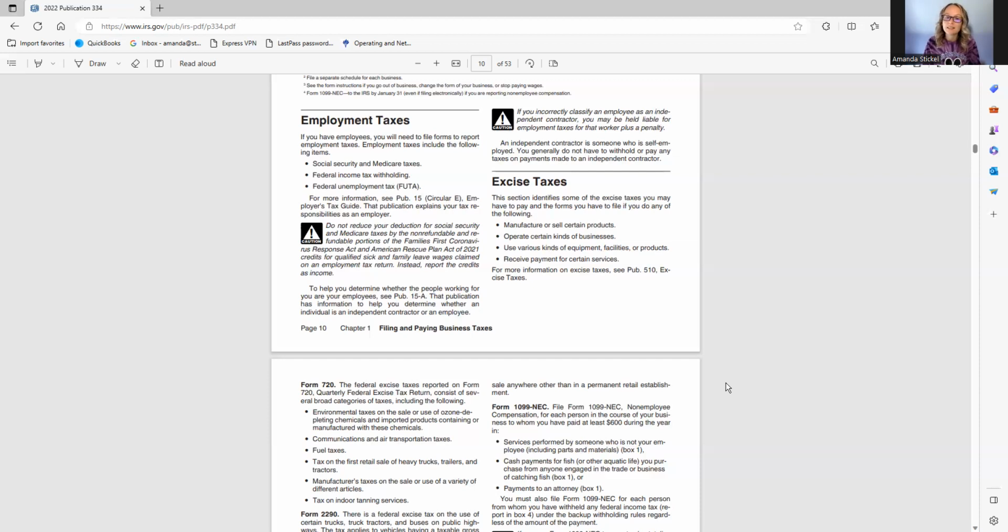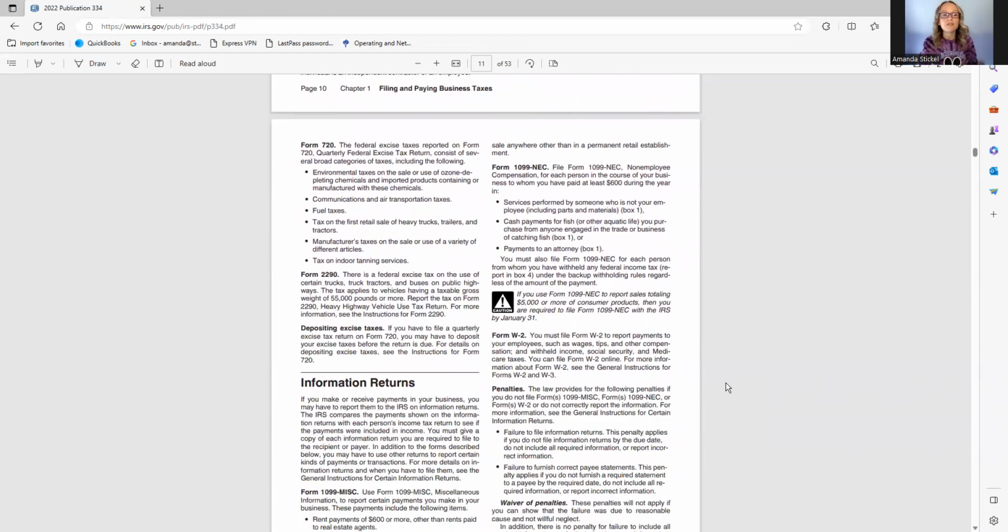Excise taxes. This section identifies some of the excise taxes you may have to pay and the forms you have to file if you do any of the following: manufacture or sell certain products, operate certain kinds of businesses, use various kinds of equipment, facilities, or products, receive payments for certain services. For more information on excise taxes, see Publication 510, Excise Taxes.